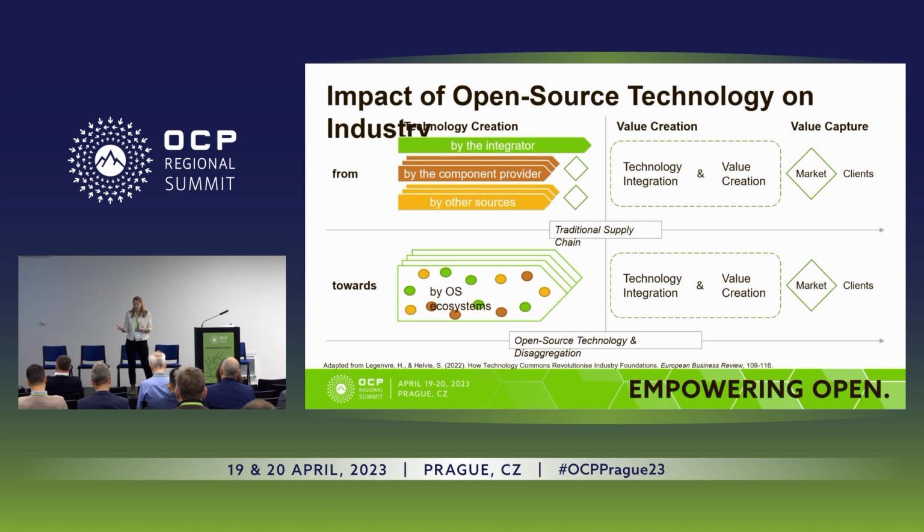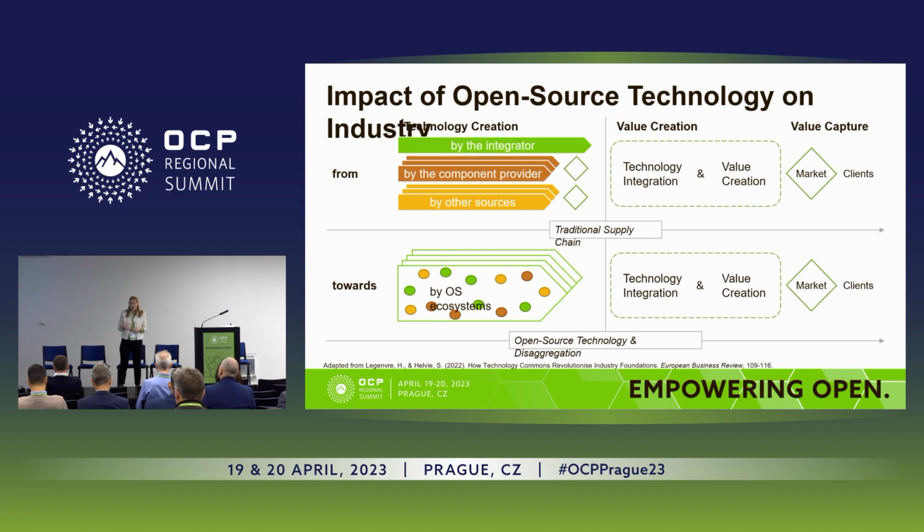capturing the value. So if you look at the upper part of the graph, you have an integrator who buys in things within a supply chain on the market. So the technology creation is still a little bit distributed, but then he puts it all together. So that's where the value creation is happening. And he then sells this on the market, so he's also capturing the value at the same time. And if you think that there might only be a couple of big companies out there, you can imagine that the integrator might actually have quite a lot of market power.